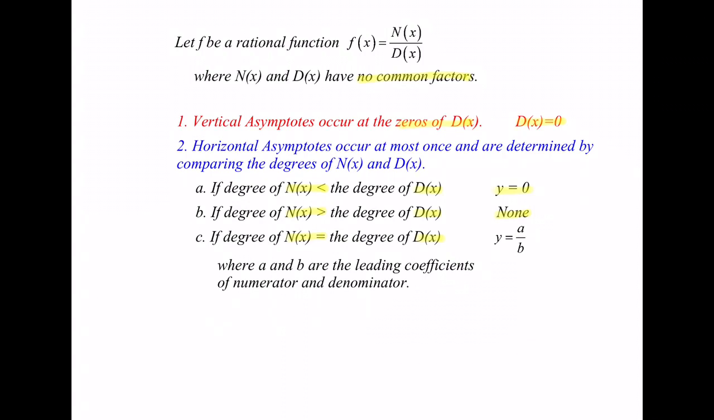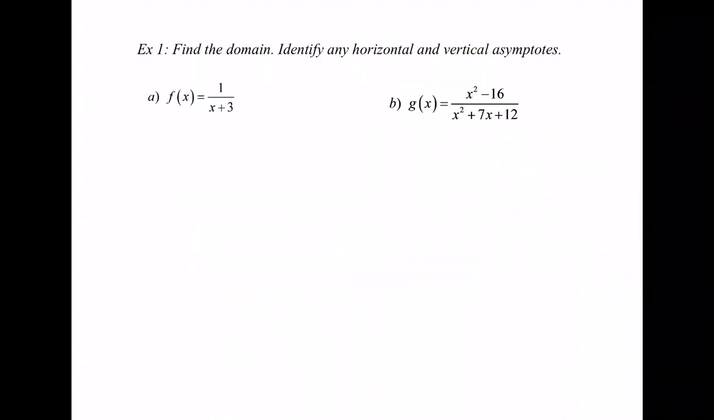Or the degree of the numerator could be equal to the degree of the denominator, and if that's the case, we will get the ratio of the leading coefficients of the numerator and denominator, where a and b are the leading coefficients of the numerator and denominator. So that's how we'll find that fraction, or that doesn't have to be a fraction, that value for the horizontal asymptote. So those are the three possibilities for the horizontal asymptotes.